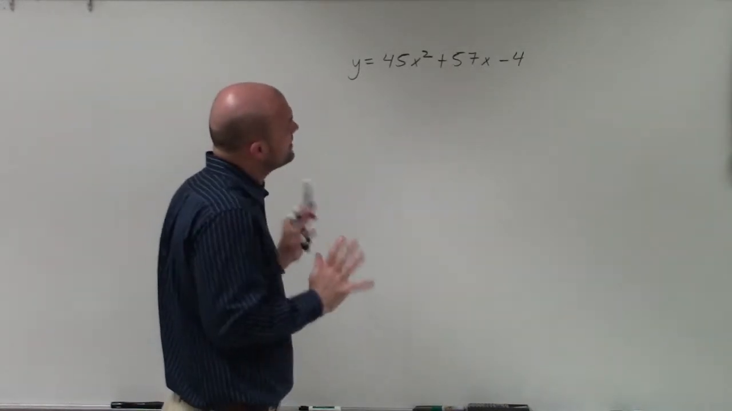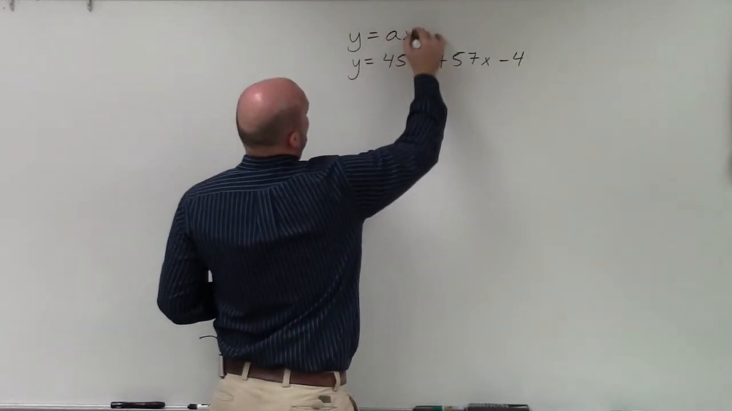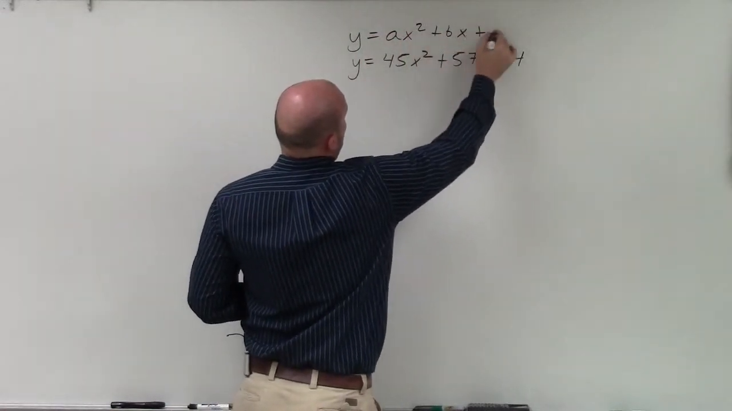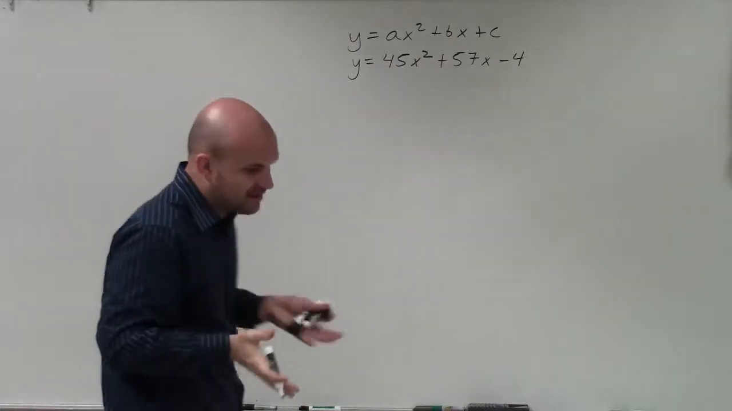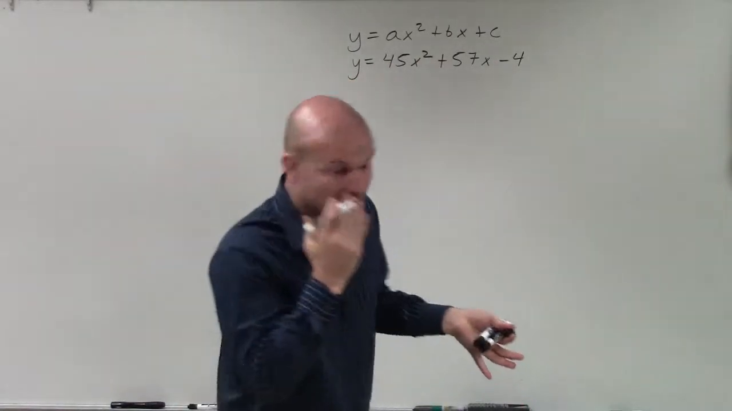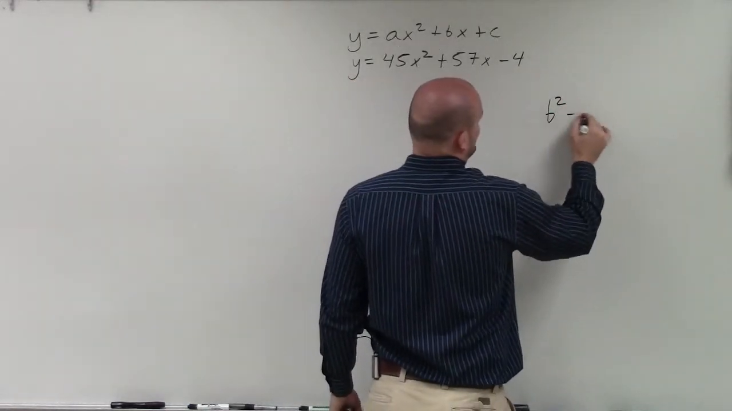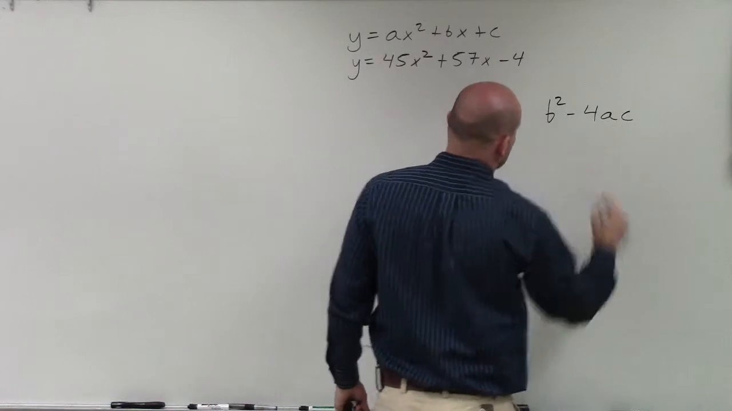Now, when using the quadratic formula, remember we have this in our standard form, y equals ax squared plus bx plus c. So we want to make sure our quadratic is in that format, because what we're going to do first is determine the discriminant so we can determine the types of solutions. To determine the discriminant, we're going to have b squared minus 4 times a times c.